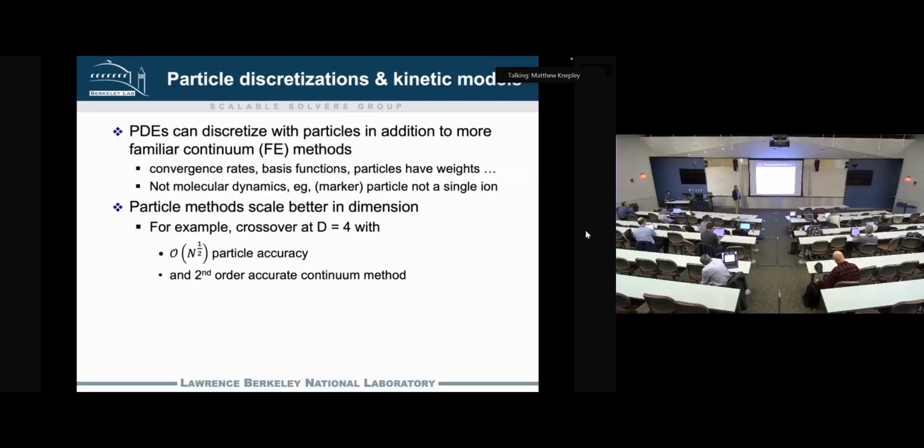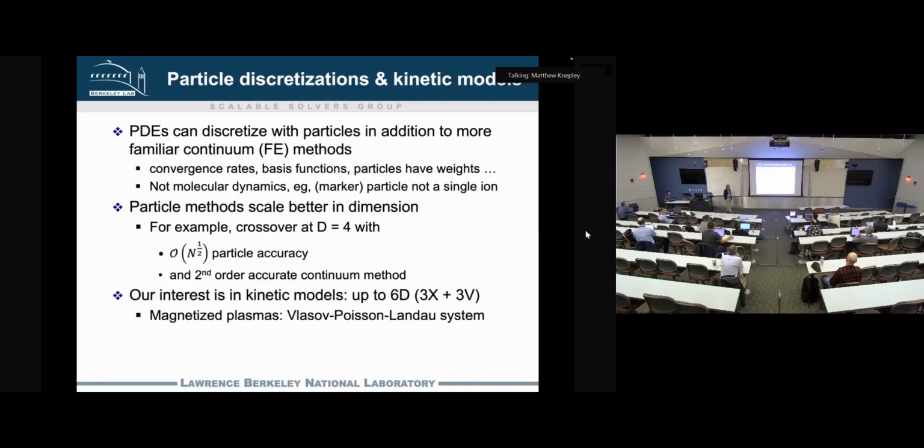A simple model shows that a crossover is at 4D, where the complexity is tied at that point. And then when you go higher, particle methods are better. And this is a very simple model. This is maybe one way of looking at why you never see people use particles for 3D CFD and MHD types of problems. And so our interests are in kinetic methods.